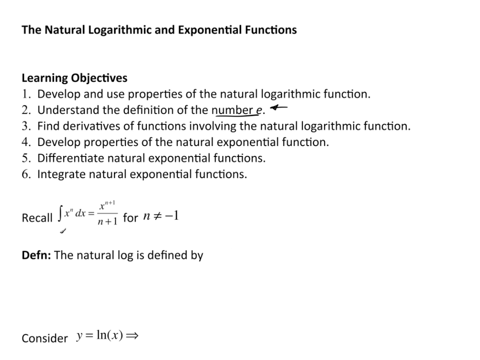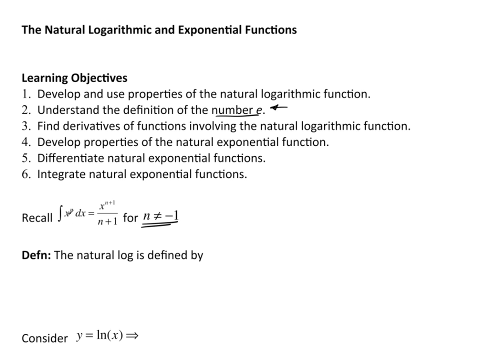Now recall, if I need to integrate something that looks like x to the n dx, I can use the general power rule and simply add 1 to the exponent and then divide by n plus 1. This works very well as long as n is not equal to negative 1. If n equals negative 1, we have an issue, because negative 1 plus 1 is 0. So I get x to the 0 divided by 0.